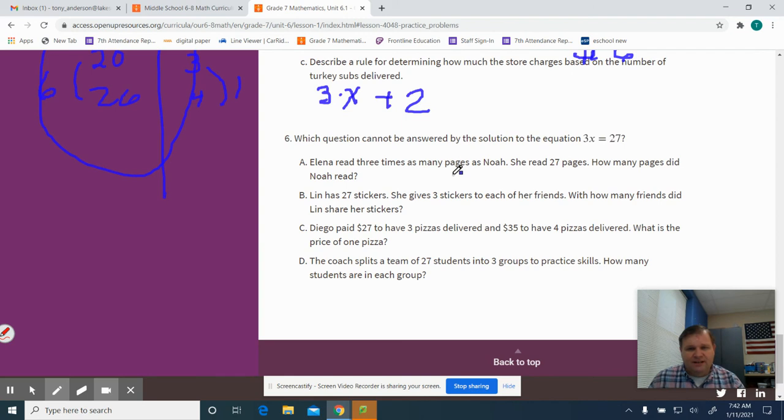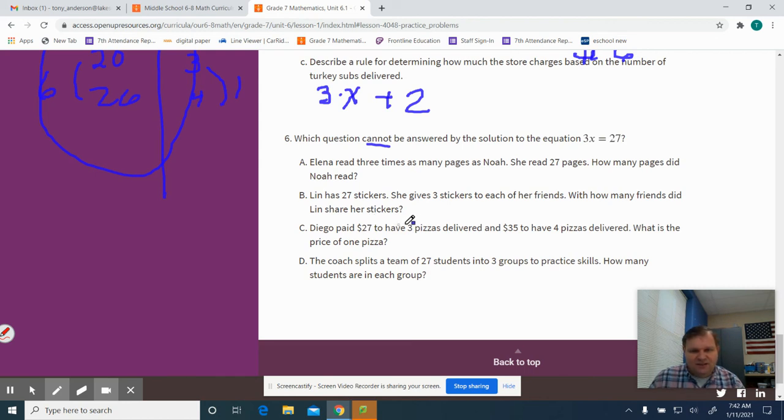Which question cannot be answered by the solution? All right, on this one, we're looking at these and we're multiplying 3 times a number. All right, so Elena read 3 times as pages. All right, that one can be, but we're looking for the one that cannot be. Lynn has 27 stickers. She gives 3 stickers to each friend. Well, that one can be because 3 times the number of friends.